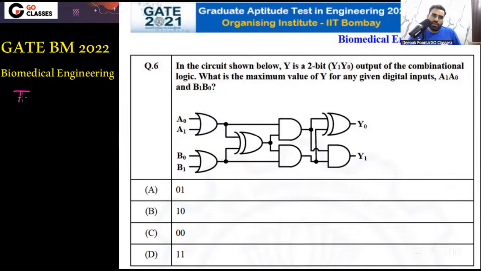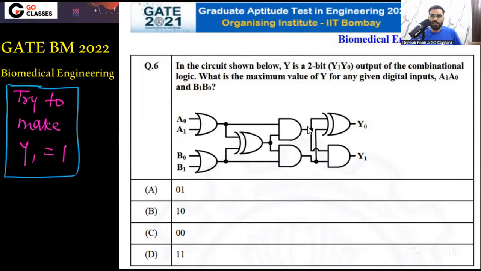So let's see now, can I make Y1 equal to 1? Try to make this Y1 equal to 1. Just try your best. You can notice this Y1 is the output of an AND gate. Correct? I want to make Y1 equal to 1. This is my desire. To make it 1, because this is the output of an AND gate, the output of an AND gate is 1 when all the inputs are 1. Yes or no? So this input also should be 1.